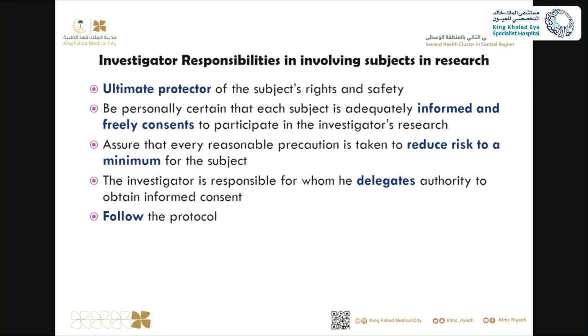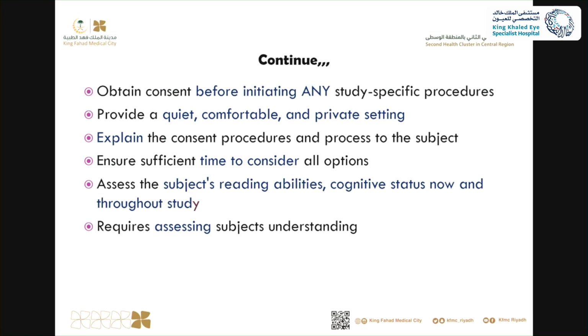So, investigator responsibility in involving subjects in research, it's your ultimate responsibility. That's why research is difficult. It's our responsibility to make sure that they understand. You are there to protect them. You are there to help them to make them understand. So you need to really reduce the risk as much as possible. And you need to follow the protocol.